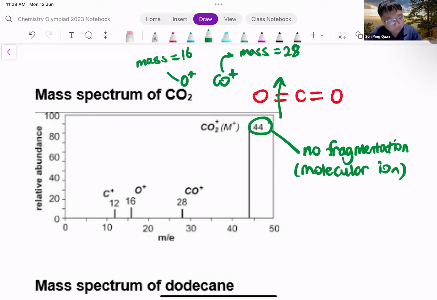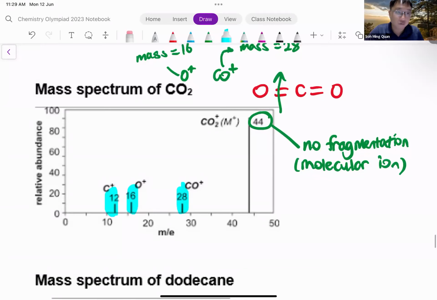Next, these ions here represent the fragments. As I said just now, it could have broken in a way to give you CO plus and O plus. Do you also see a C plus? How do you get C plus? You get C plus when both covalent bonds have been broken. Okay. Now it's CO2. All right.